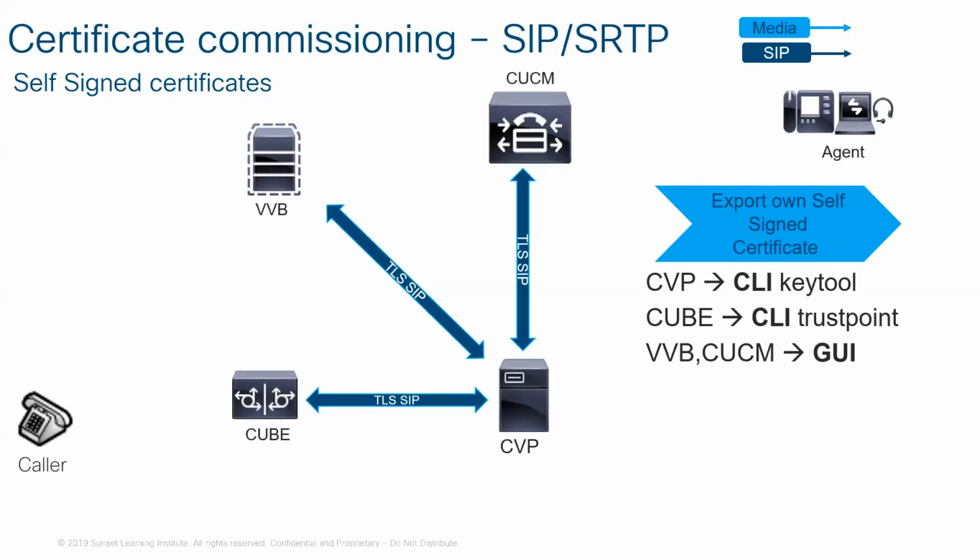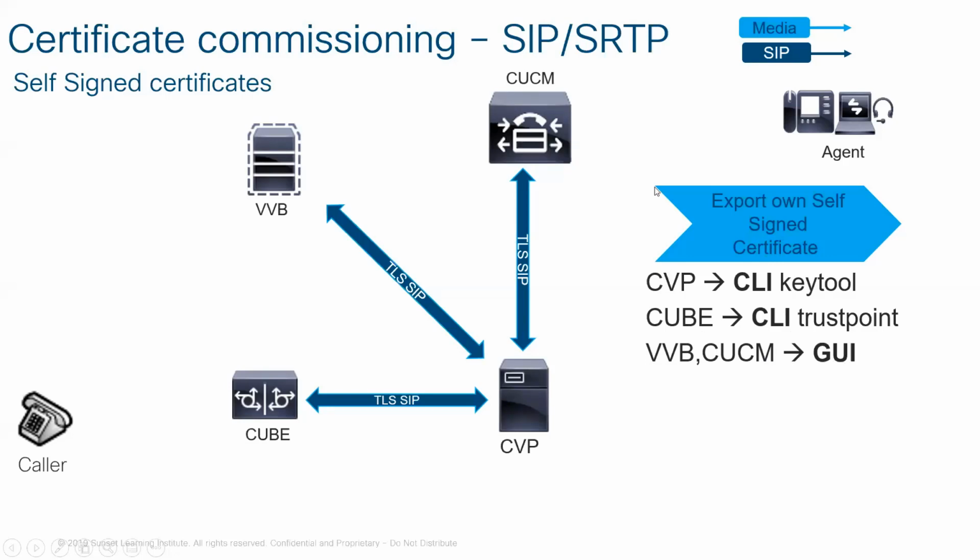And if we're going to use self-signed certificates, meaning each server signs its own certificate, we're going to have to make sure that, in a peer-to-peer fashion, all of these certificates are exchanged between all of these peers. What we're pointing out on the right-hand side is a couple of distinctions between some of the components. If you're going to use CVP for security administration, you're going to use this Keytool command. CUBE, trust point command. I don't have any trust point information in here; not too familiar with that command. And the VVBs and things like Call Manager, we're going to use a GUI interface.